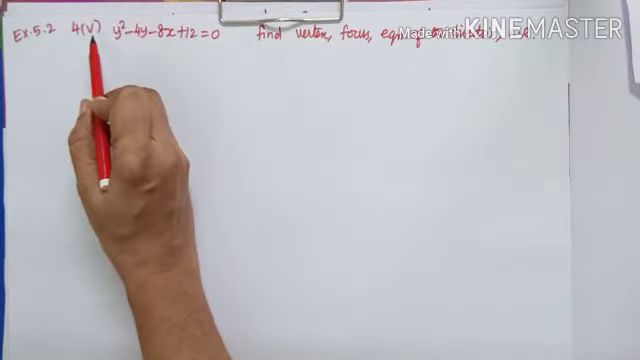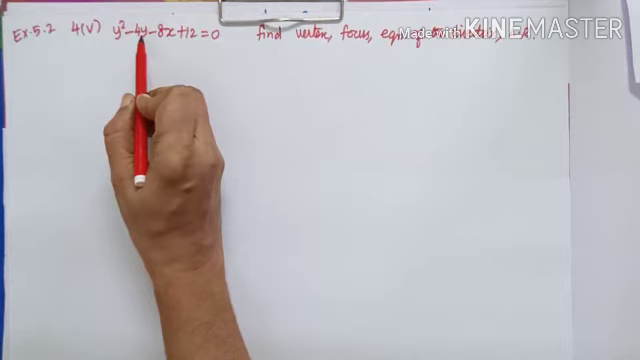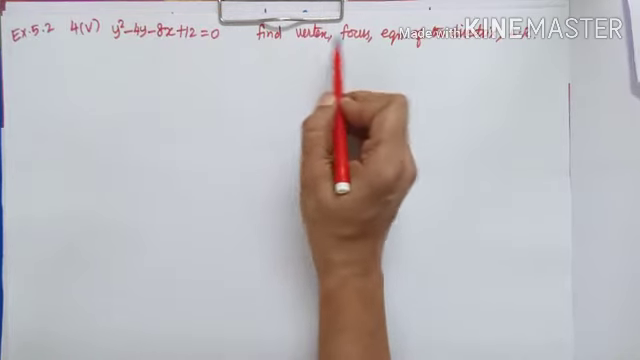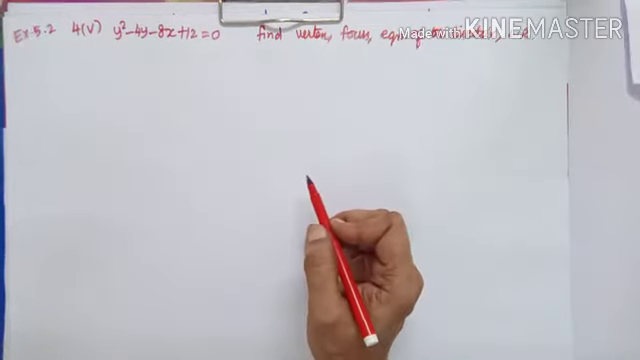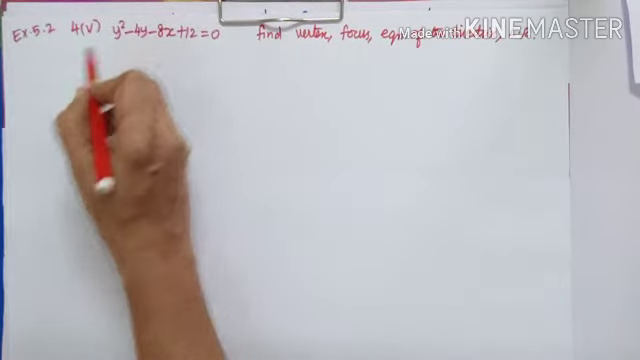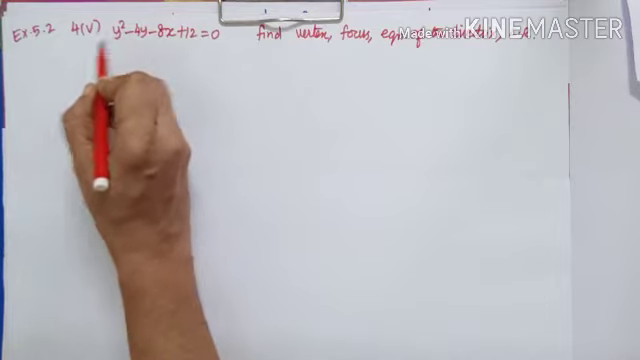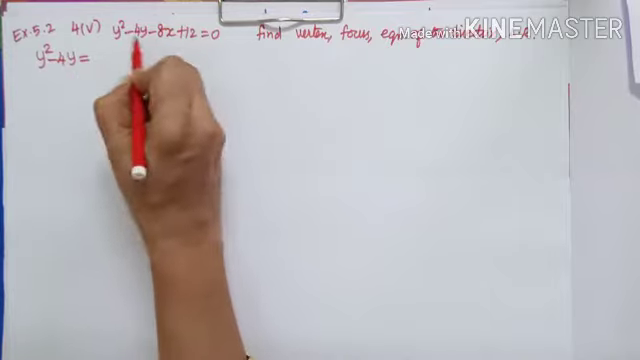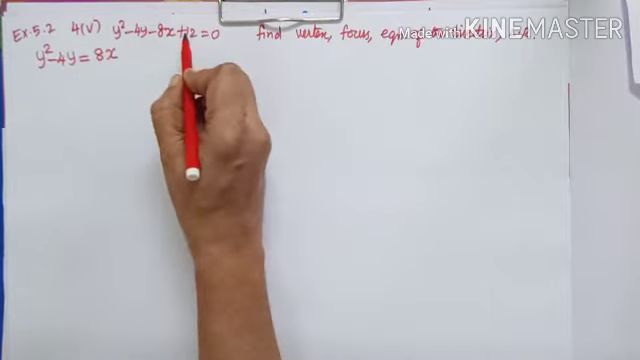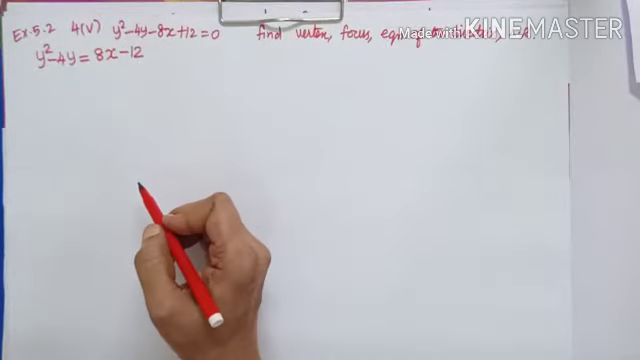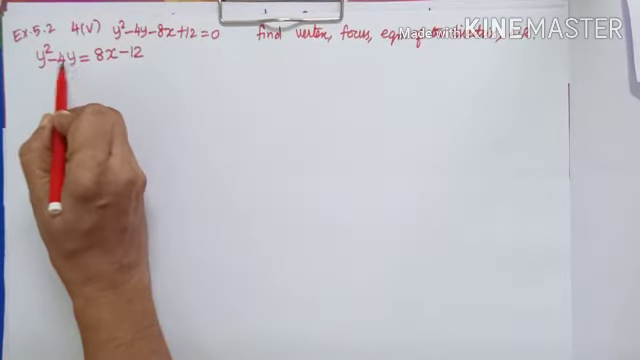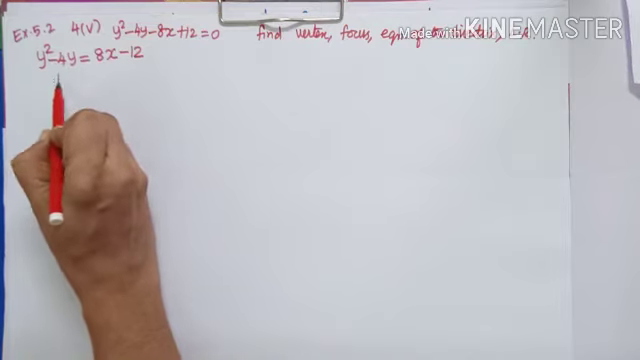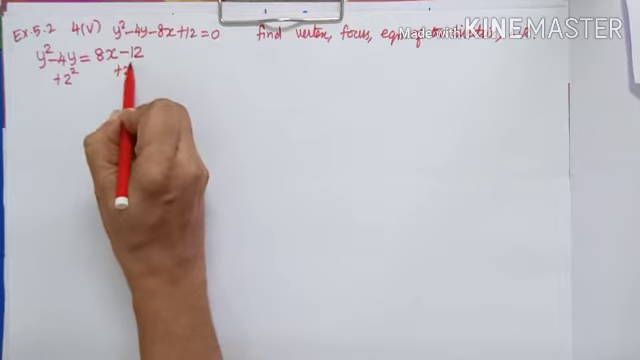Question number 4, subsection 5. y square minus 4y minus 8x plus 12 equal to 0. We need to find the vertex, focus, directrix and latus rectum. Keep the square term in the left, which is having square y. So y square minus 4y in the left. Minus 8x will go as plus 8x and plus 12 will go as minus 12. Now what number is with y? 4. Divide by 2. 4 by 2 is 2. Add 2 square on both the sides.